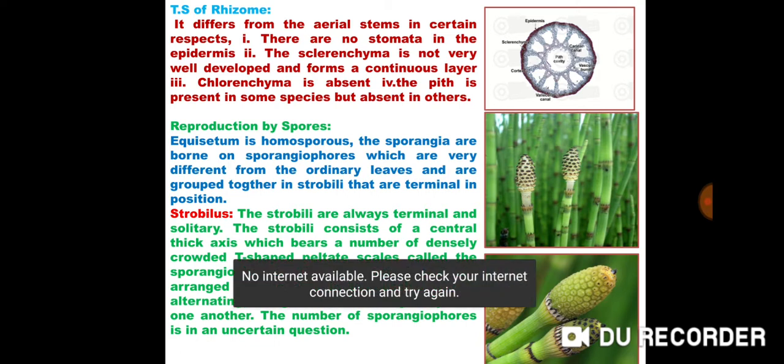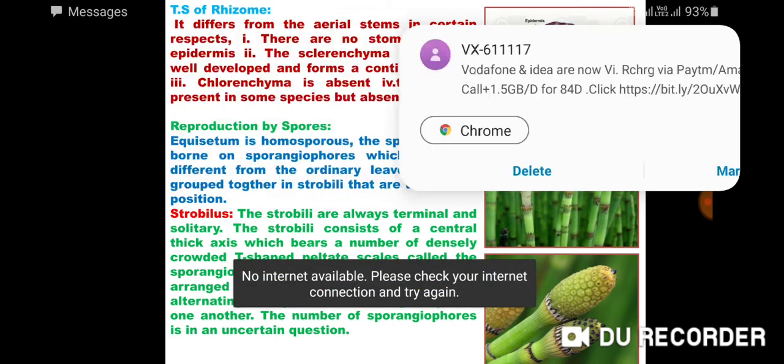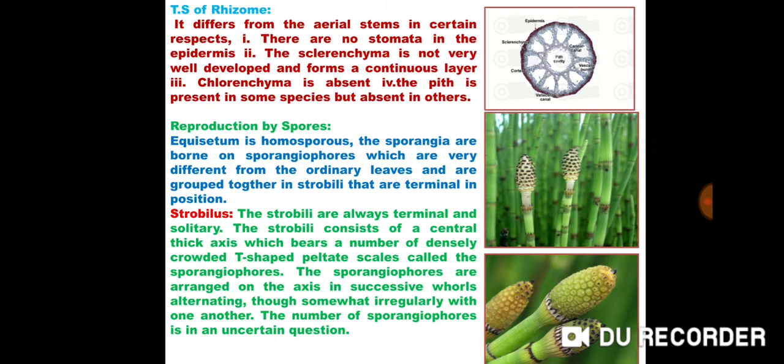Then the most important one is we discuss reproduction by spores. Equisetum is homosporous. The sporangia are borne on sporangiophores, which are very different from the ordinary leaves and are grouped together in strobili that are terminal in position. Then strobilus. Strobili are always terminal and solitary, meaning single.